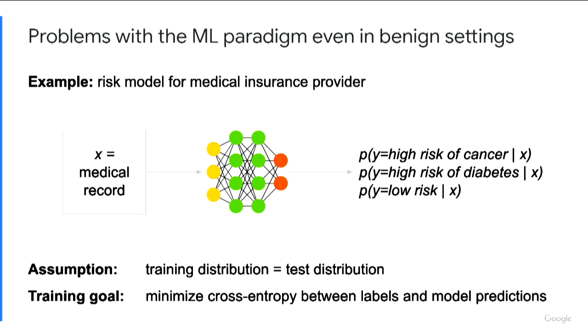So to get started, I'd like to take a really simple example to understand some of the limitations of machine learning. Here, let's even assume that we don't have any adversaries in the picture. And let's consider the example of a medical insurance provider that would like to decide whether to provide a policy to a specific individual. You can see how machine learning can be useful to do this. You could build a model that takes medical records and tries to predict whether the individual has a high risk of having things like cancer or diabetes, or is just a low-risk individual. And based on that, you could decide whether to provide them with insurance or not.